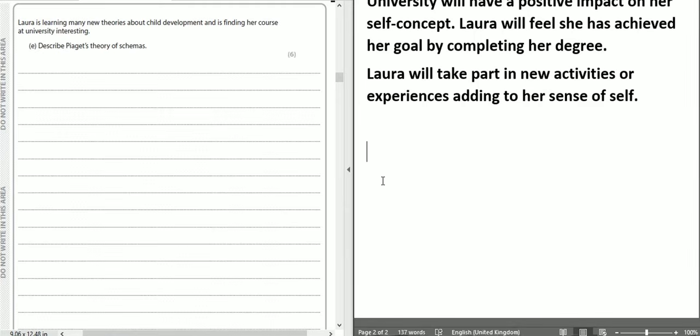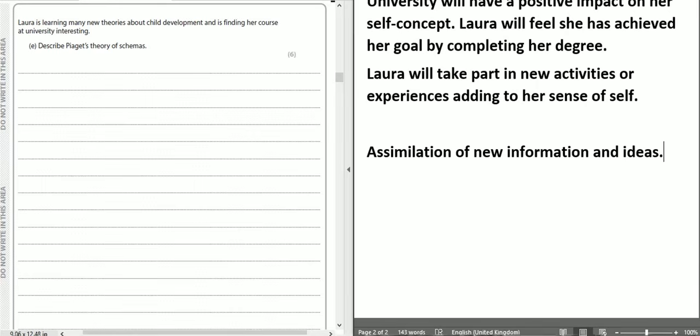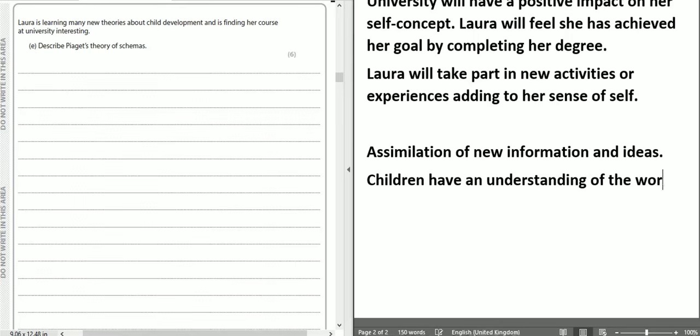So schemas is all about the assimilation of new information and ideas. That's what schemas is all about, and assimilation is one of the ideas of it. So obviously it leads to children having ideas. So what we can say is that children have an understanding of the world based on experiences.